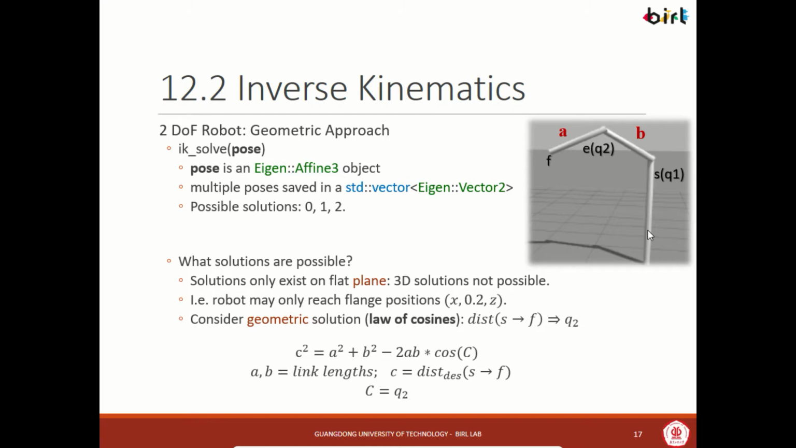So if we look at this equation, the distance between the shoulder and the flange is only a function of Q2, right? If we move Q1, we might move the rest of the arm up, we might move it down, but the distance between the endpoint and the shoulder is not affected by Q1. It's only affected by Q2.